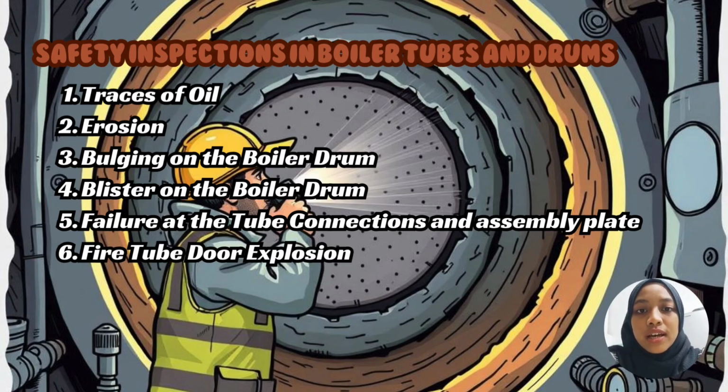the structure. Bulging and blistering on the boiler drum should also be noted, as this could be signs of excessive pressure or structural weakness. Additionally, failures at the tube connections and assembly plate must be addressed promptly to prevent further damage. Lastly, the risk of a fire tube door explosion is a critical concern that requires diligent inspection and maintenance.